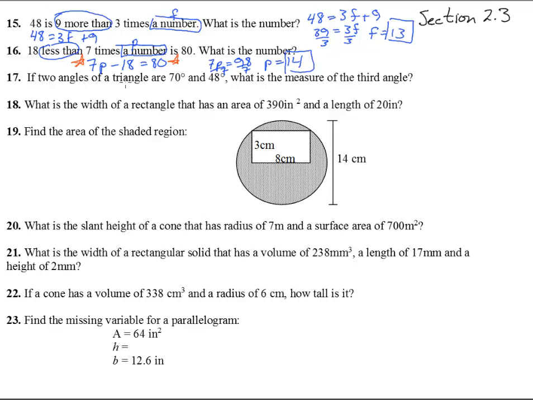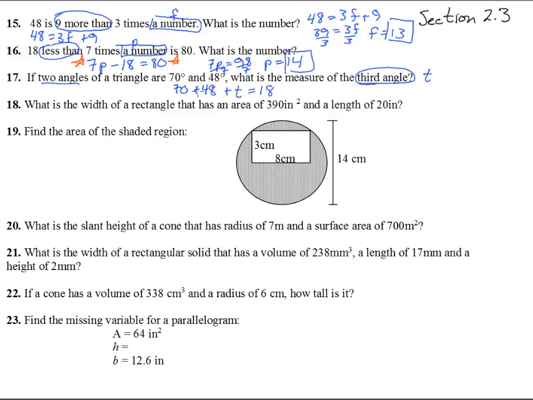Number 17. If two angles of a triangle are 70 and 48, what is the measure of the third angle? So that's what we're trying to find. Let's make that a T for third angle. Now, what happens with the two angles and the third angle? If we look in the formula at the angles, they add up to 180. So we know that 70 plus 48 plus that third angle T have to equal 180.